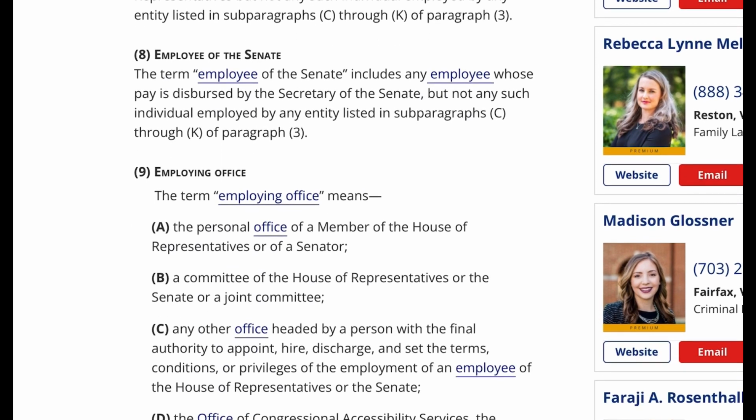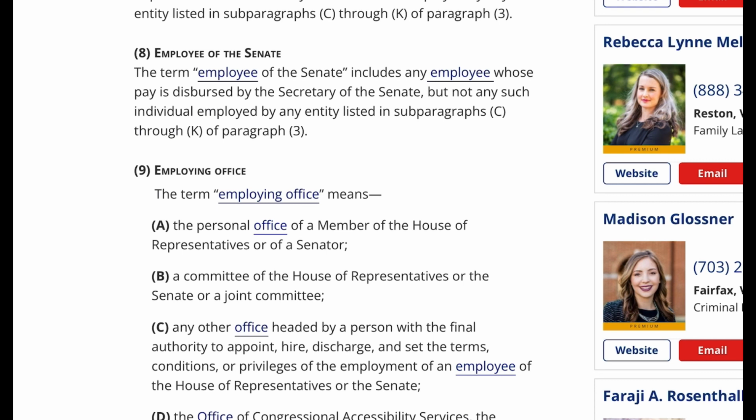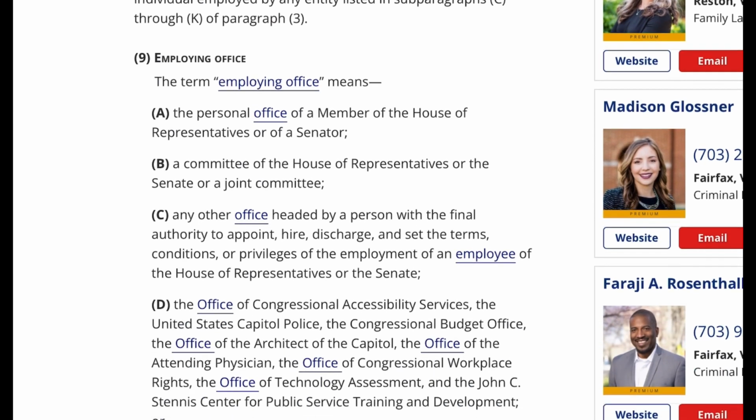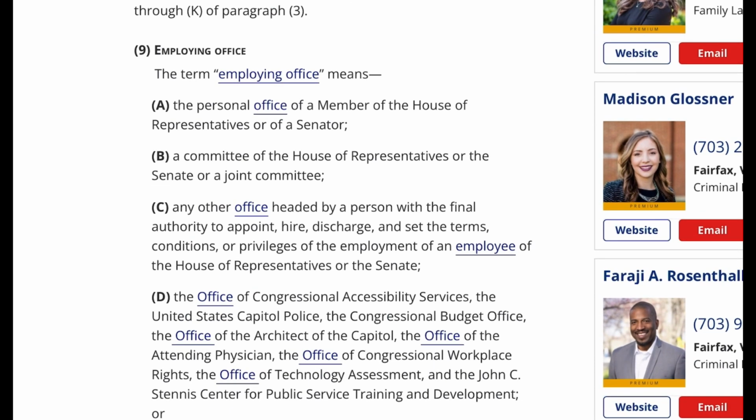8. Employee of the Senate. The term employee of the Senate includes any employee whose pay is disbursed by the Secretary of the Senate, but not any such individual employed by any entity listed in subparagraphs C through K of paragraph 3. 9. Employee in office. The term employee in office means A. the personal office of a member of the House of Representatives or of a senator, B. a committee of the House of Representatives or the Senate or joint committee, C.